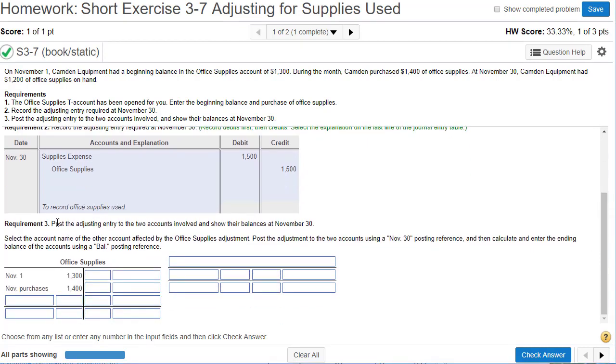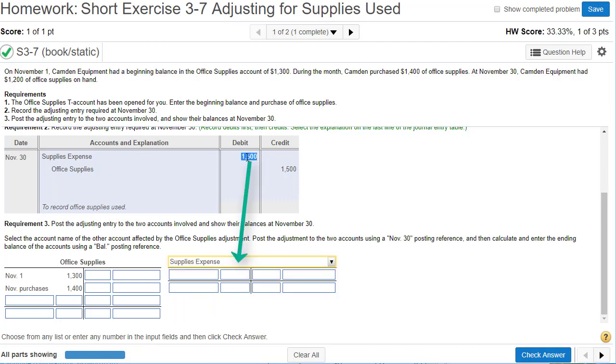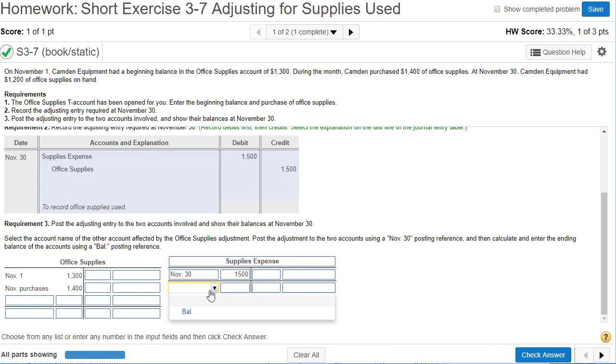So our last requirement, it says post the adjusting entry to the two accounts involved and show their balances as of November 30th. So posting, remember, we're just going to go to the journal and we're going to take them one at a time. So we're going to start with the $1,500 office supplies expense. Now notice this is office supplies, so this must be office supplies expense or supplies expense. And notice we had a $1,500 debit. And this entry happened on November 30th, this adjusting entry, which gives us a balance of $1,500.